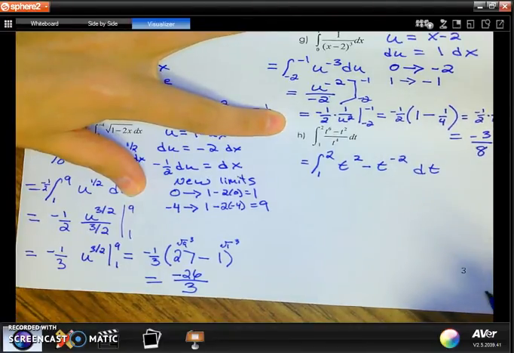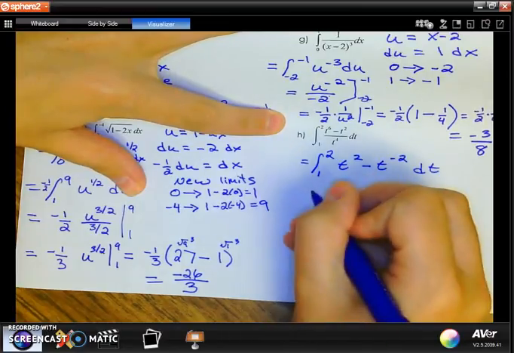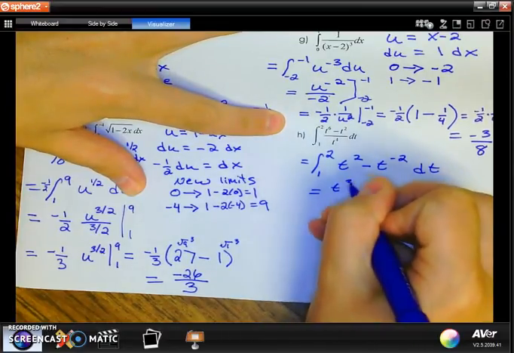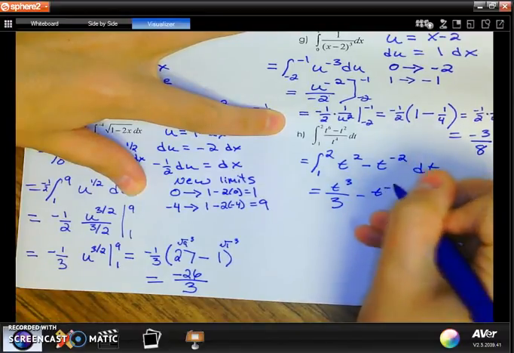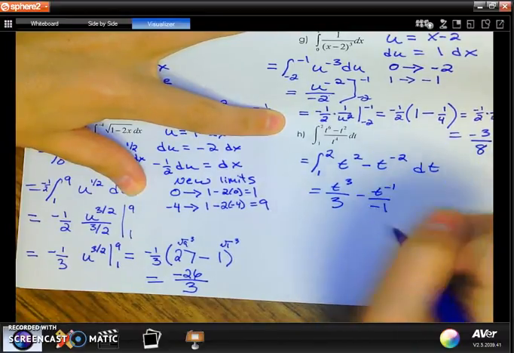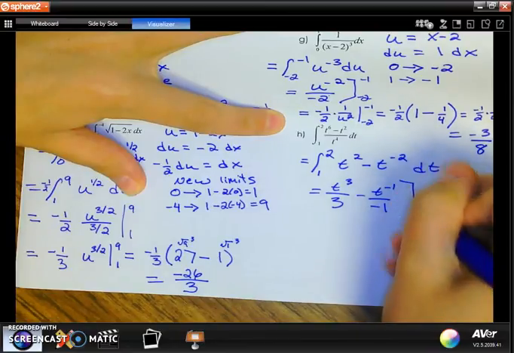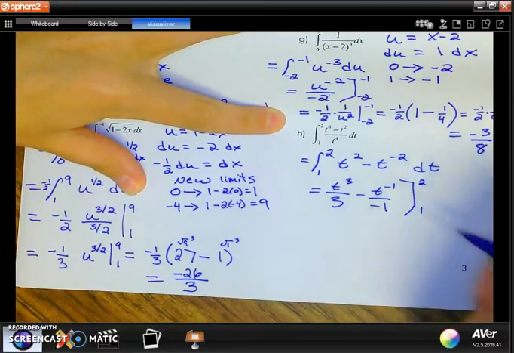Okay. So now once you get it to there, you can just integrate. So add 1 to the exponent, divide by that number. Add 1 to the exponent, divide by that number. So watch your negatives there. And I'm evaluating this from 1 to 2.